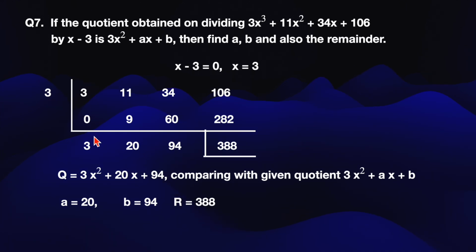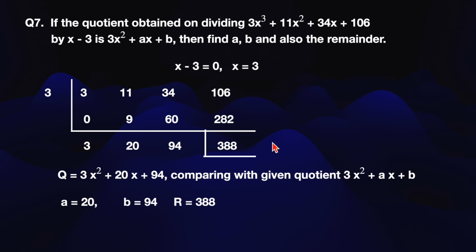Write 0 here, add it, multiply, add this, again multiply with 3, you get 60, add up, you get 94, multiply by 3, 282, add, you will get this value. So this is the remainder, and this is the constant, this is the coefficient of x, and this 3 is the coefficient of x squared. So this is the quotient.